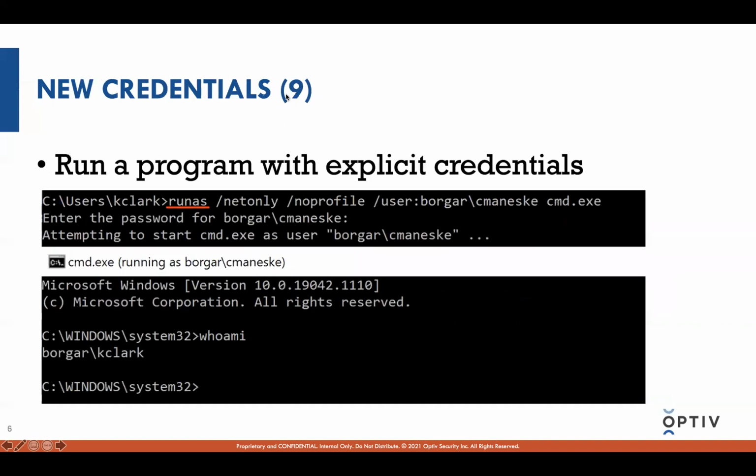And then new credentials, type 9. This is when you run a program with explicit credentials. So there are some Win32 APIs that will allow you to create a process with alternate credentials, but the runas program is a great example. In Windows, you can do runas /netonly, and then your credentials are changed for the network. So that's a logon type 9, or new credentials.